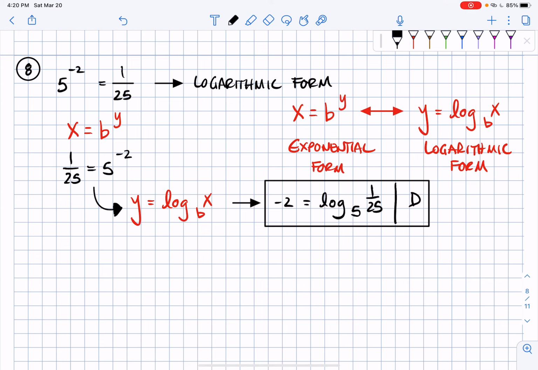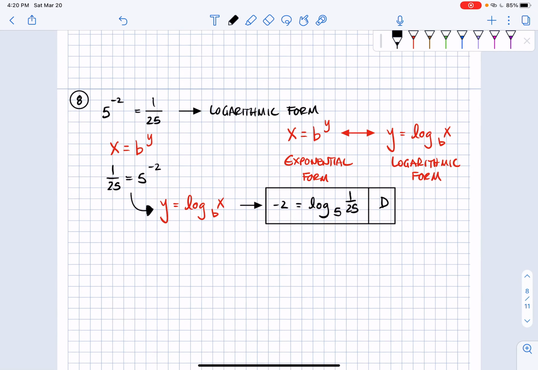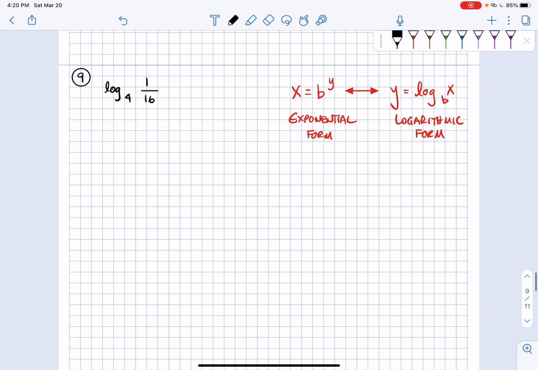So if the other explanations didn't help you, hopefully this one does. All right? And on to number 9.